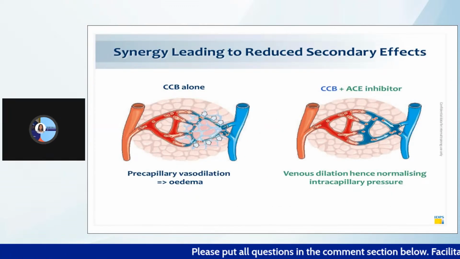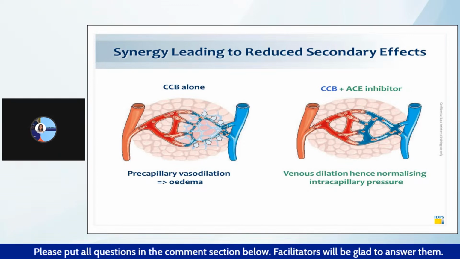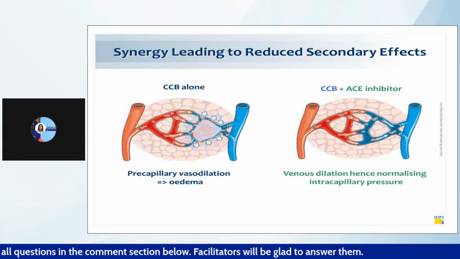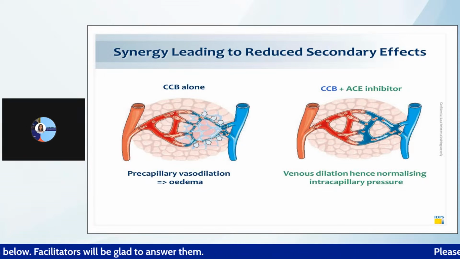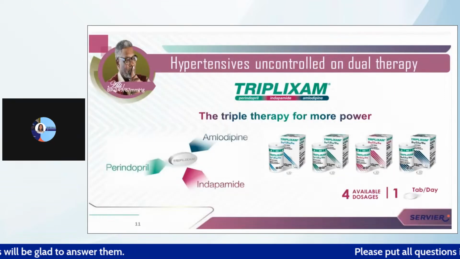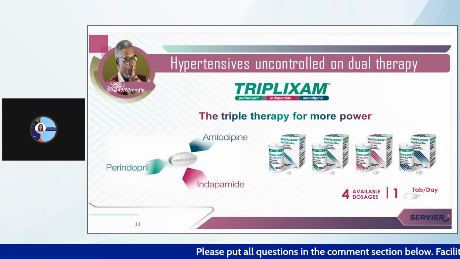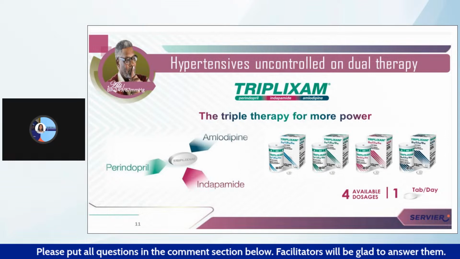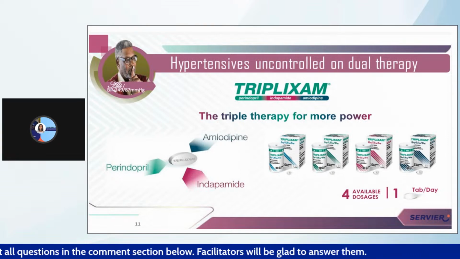So oftentimes you would have patients poorly controlled on dual therapy as well. So for these patients, we have Triplixam, which is the triple therapy for more power. Triplixam contains perindopril arginine, which is the most preferred of the RAS inhibitors, I must say, and also the CCB amlodipine and the thiazide-like diuretic indapamide.